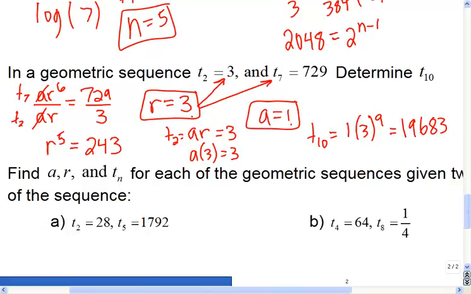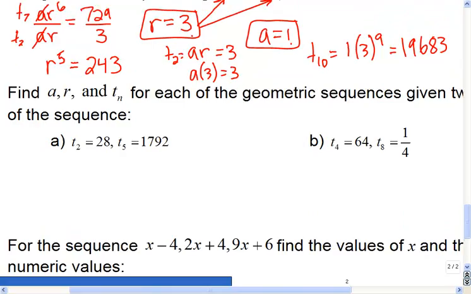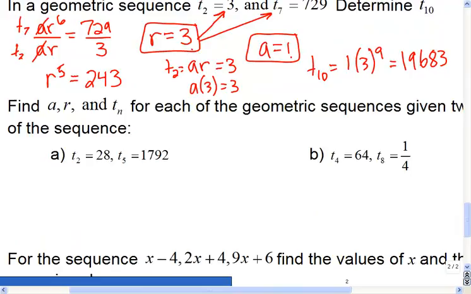Okay, so here are some clue questions for you. Here's the information. What I'd like you to find is the first term, the common ratio, and then give me the formula. Once you know what these two are, you can arrange not for any particular term, but the formula for any term. Okay.